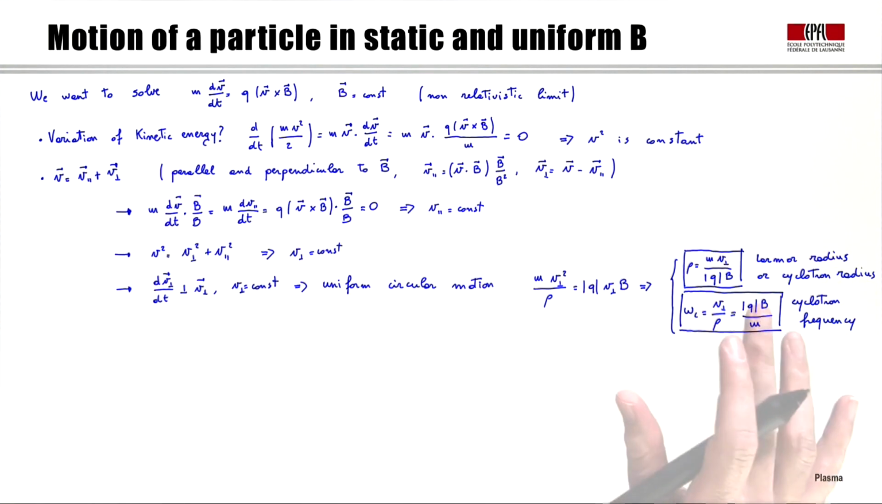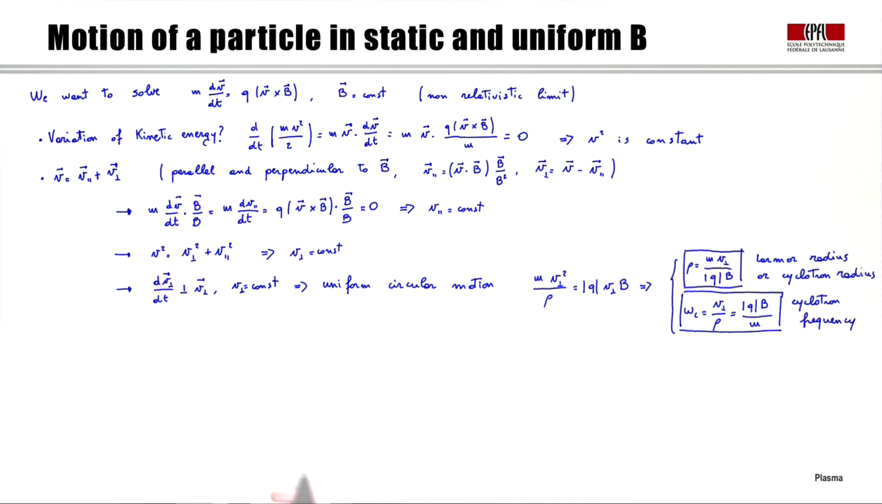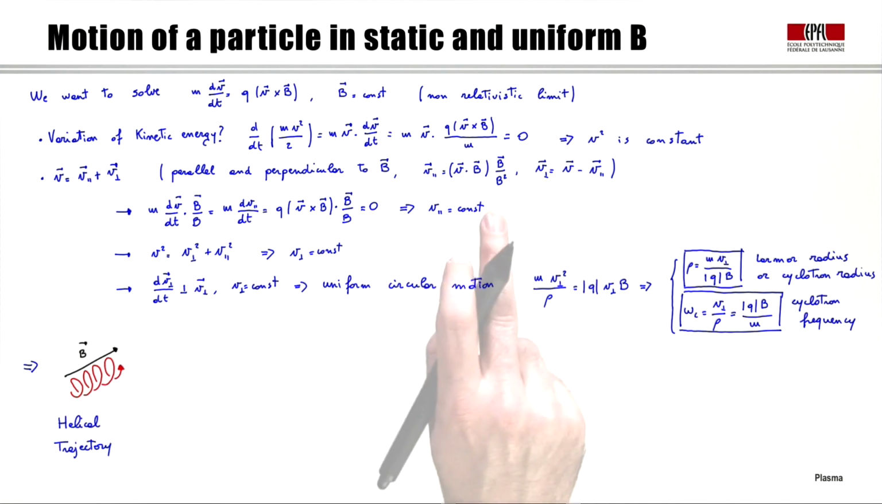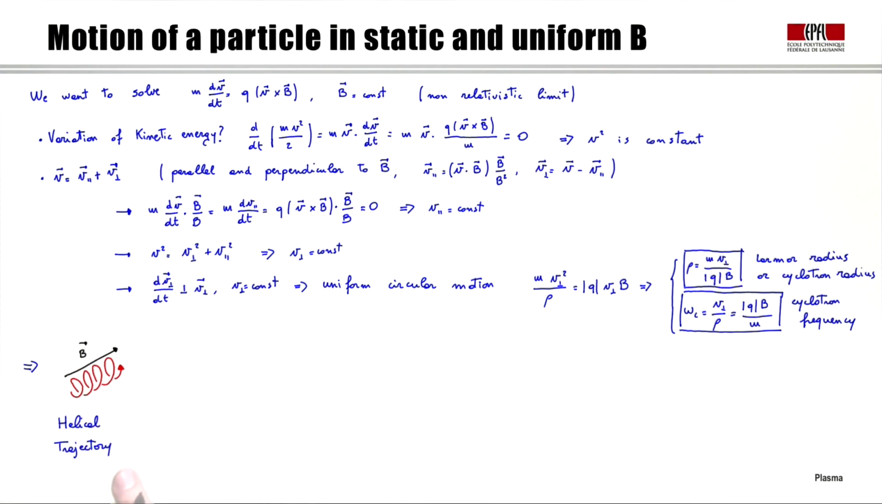What is the consequence of all these observations? Well, that a charged particle in the presence of a uniform magnetic field moves with a helical trajectory. Basically, its motion in the direction parallel to the magnetic field lines is not affected, while in the perpendicular direction it goes through a uniform circular motion.